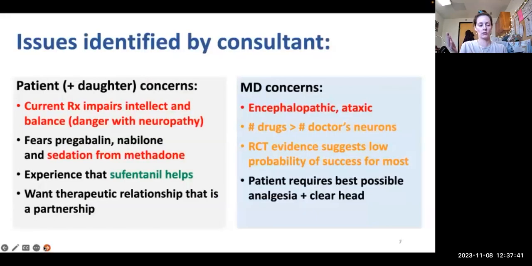These were our concerns. What he was on wasn't working. It was causing him to fall, and his cognition was intact. We knew what would work. We had fears of other medications because we tried them in the past. But really what we wanted was a therapeutic relationship that respected Ross's patient expertise and would give us the respect that he deserves in order to try something new in a safe way and listen to him.